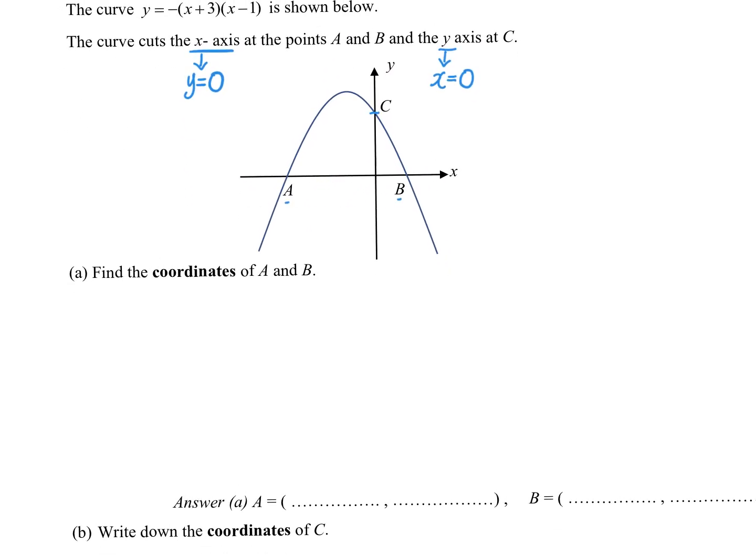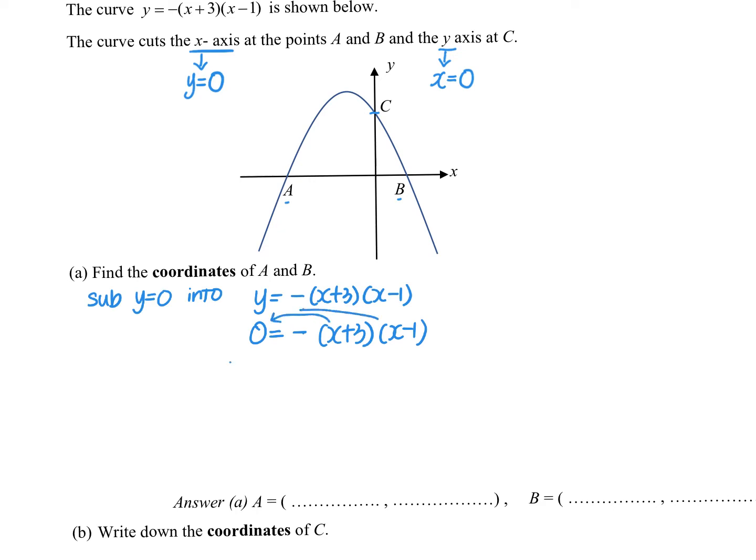Okay, I'll sub the value y equals to 0 into my equation, which is y equals to negative (x plus 3)(x minus 1). So in this case, the answer will be 0 equals to negative (x plus 3)(x minus 1). So what is the purpose of this negative sign? If I were to shift everything over to this side and make it positive, I will technically speaking have (x plus 3)(x minus 1) equals to 0.